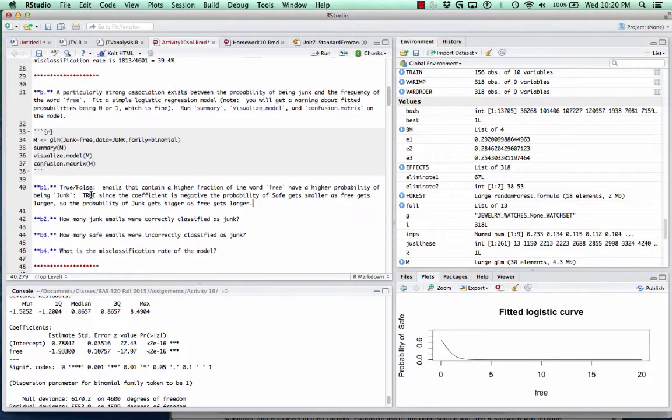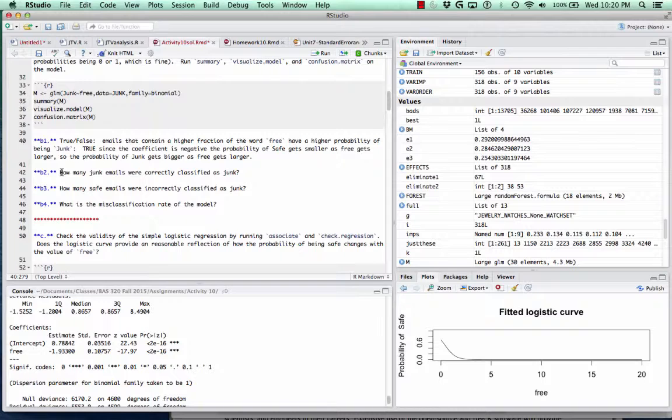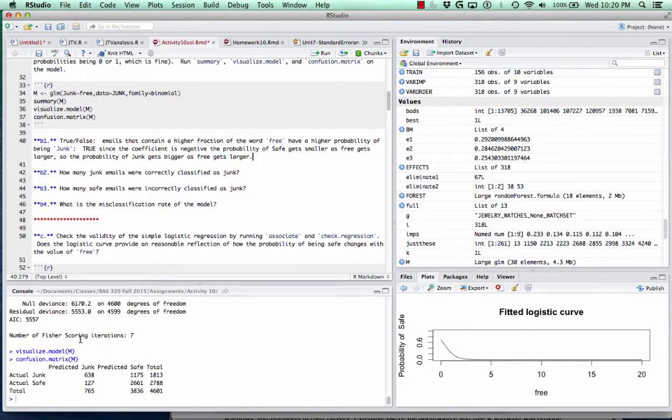Alright, B2 asks how many junk emails were correctly classified as junk, and we can figure that out by looking at the confusion matrix.